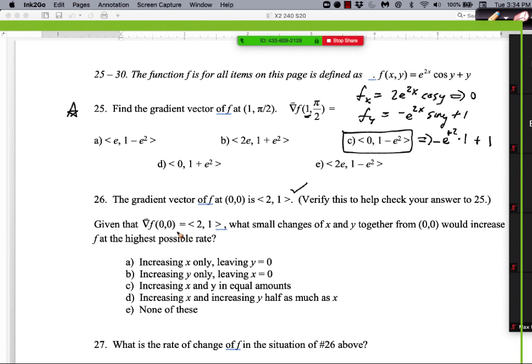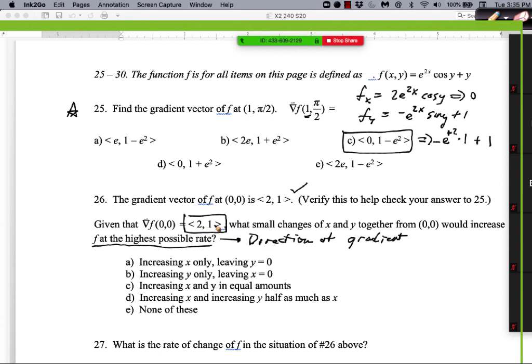All right, so given that the gradient is 2, 1, what small changes of x and y together would increase f at the highest possible rate? What is that? That's the direction. Highest possible rate is the direction of the gradient. Right? The gradient tells you the direction. Well, this is the gradient. So if this is the gradient, we want to go in that direction.